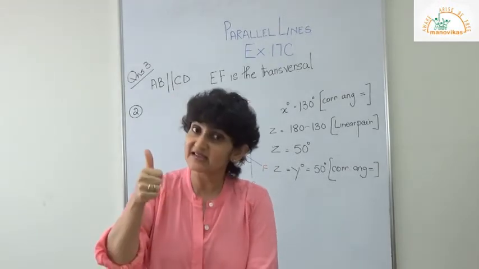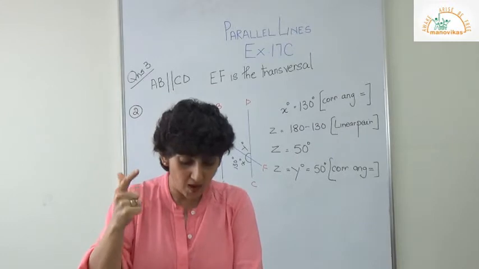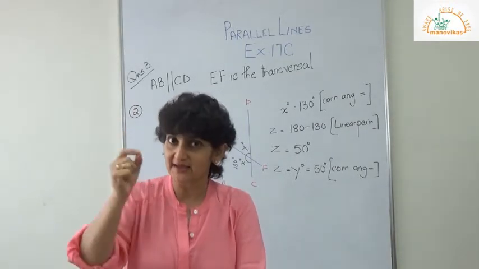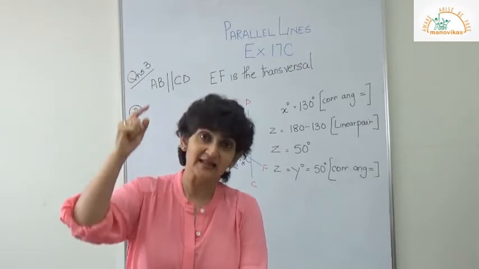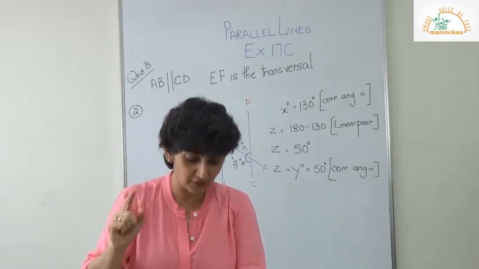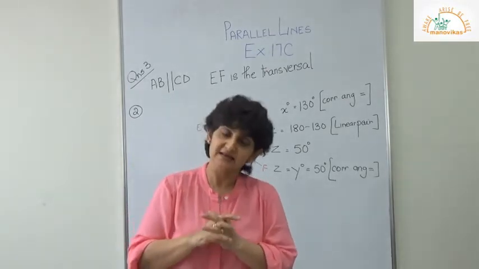So Z is equal to 40, vertically opposite angles. Y is corresponding angles are equal. So Y is equal to 40, and then 180 minus 40 will give you 140. What is the reason? Co-exterior angles are supplementary.